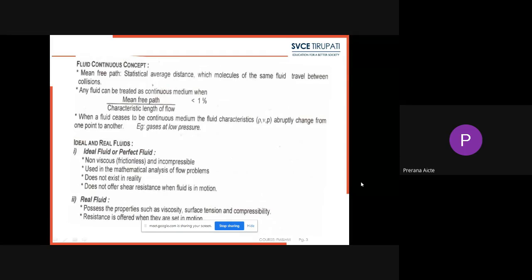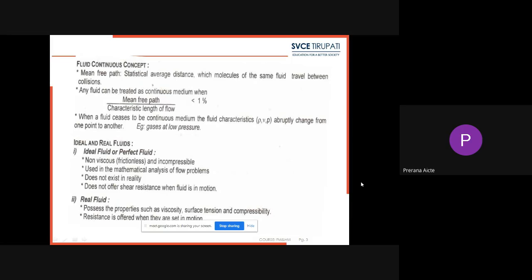Then another one is the mean free path. Mean free path means the statistical average distance which a molecule of the same fluid travels between collisions. Usually this mean free path is used to calculate the velocity of the flowing fluid in open channels.